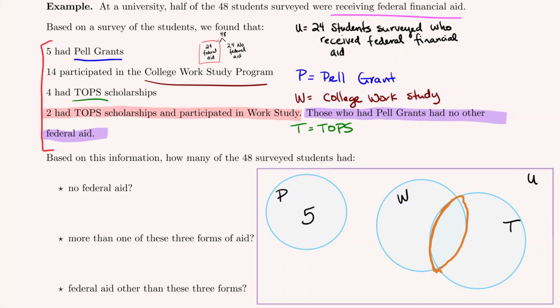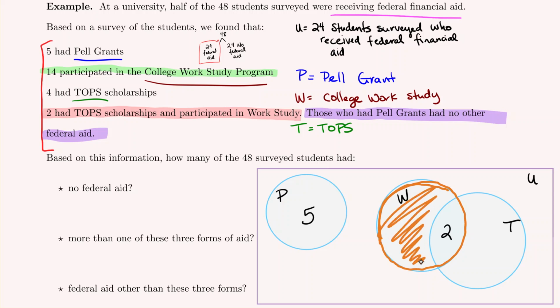They said 2 had work study and TOPS. So I'm going to write there's 2 students in this intersection. Now, we did have the information that 14 students participated in the college work study program. However, the work study program is made up, it's this entire circle, but notice the circle is sectioned into 2 pieces. This piece is the students who have work study but not TOPS. This section is the people who have work study and TOPS.